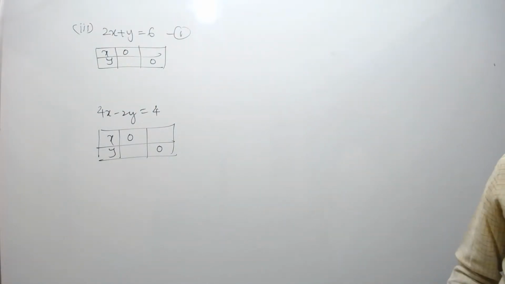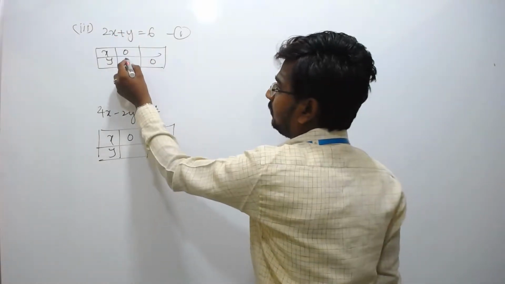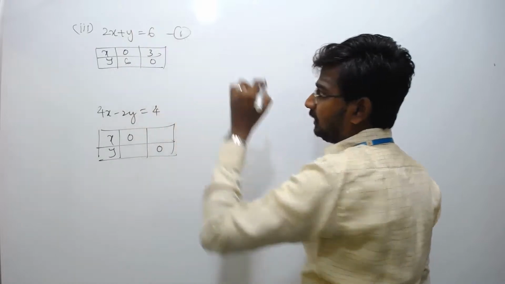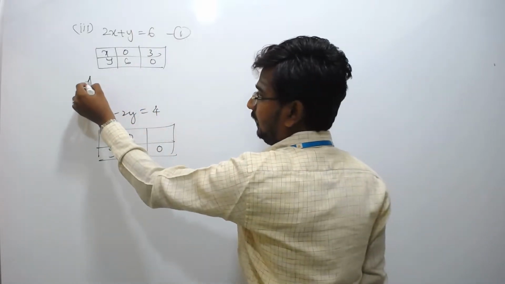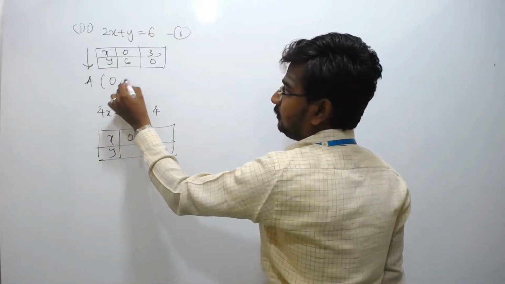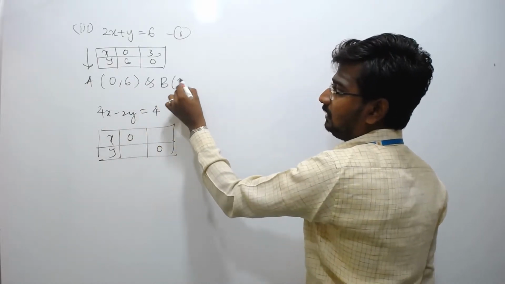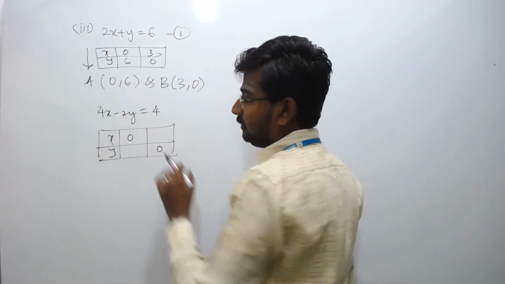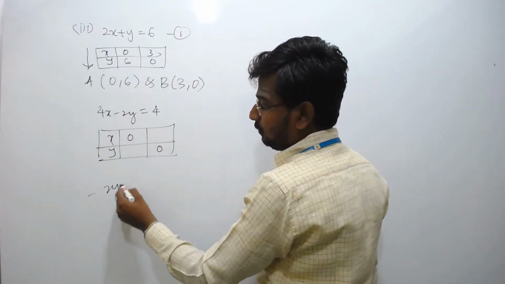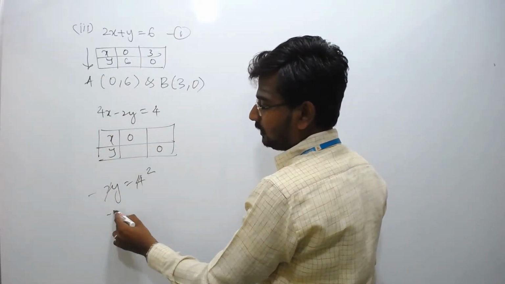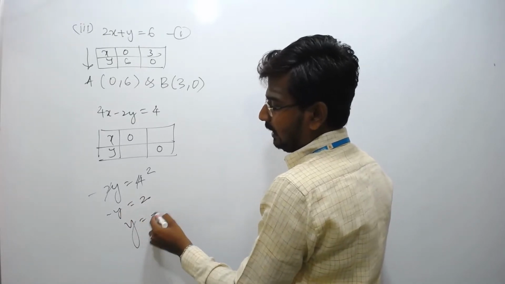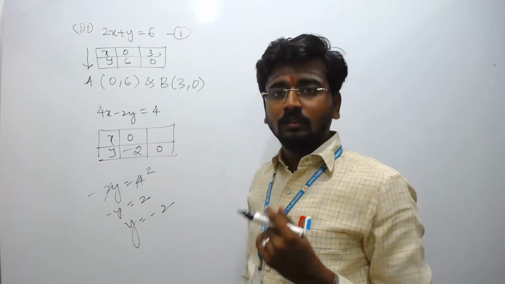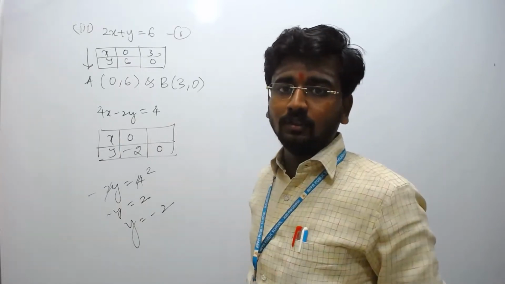When x is 0, it is 6. Yes. When x is 0, y value is 6. When y value is 0, 2 1s are 2, 2 3s are 6, x value is 3. So I can write point A as 0, 6 and point B as 3, 0. Second one, when x is 0, be careful. Minus 2y equal to 4. 2 1s are 2, 2 2s are 4, minus y equal to 2. Value of y will be minus 2. In a hurry, if you write 2, the whole solution goes wrong. You will not get a unique solution.